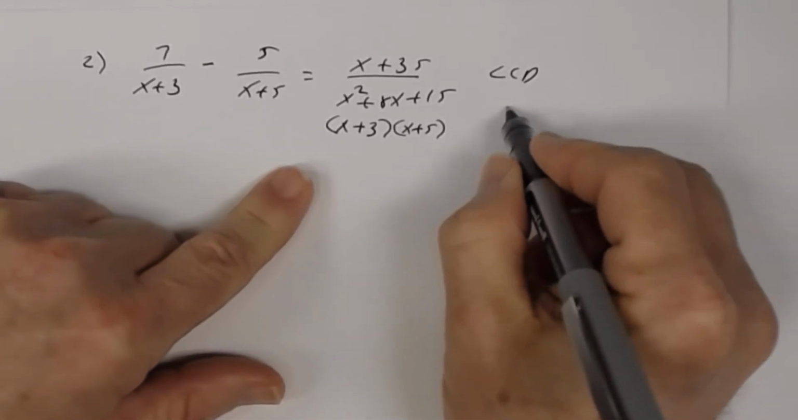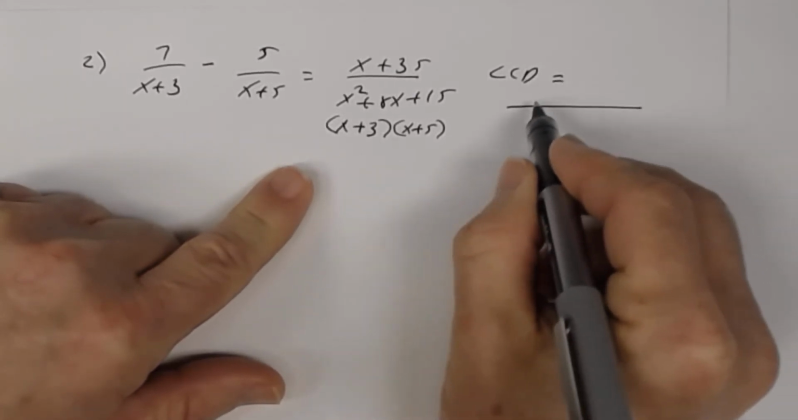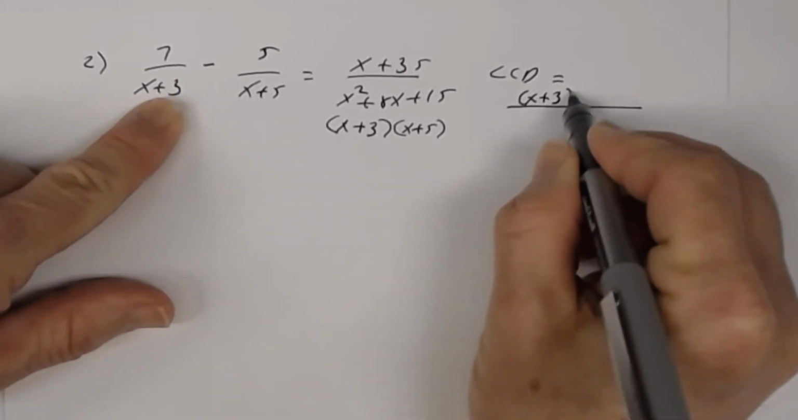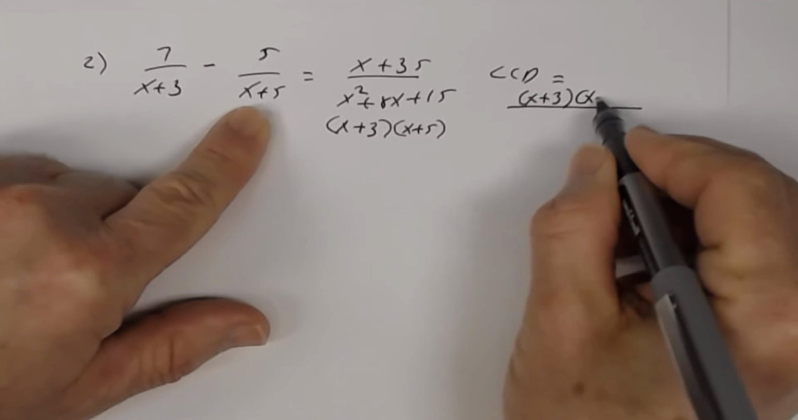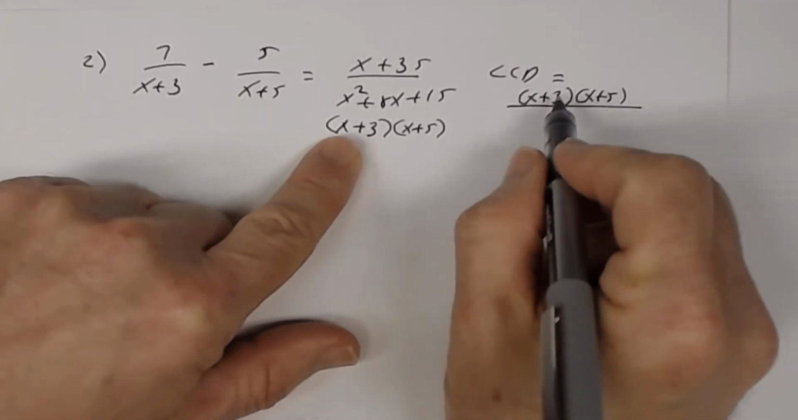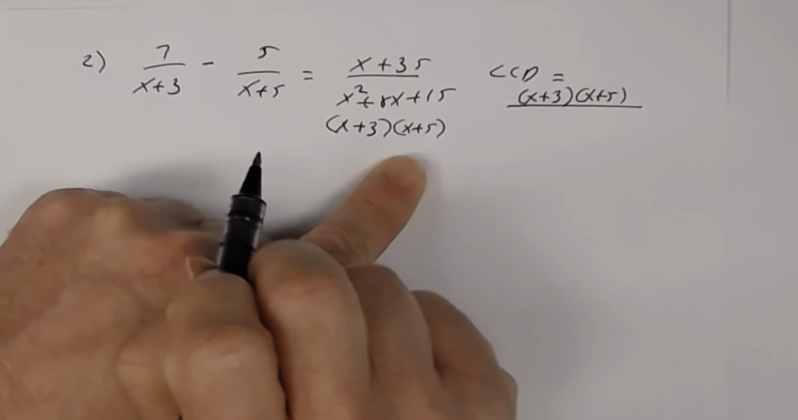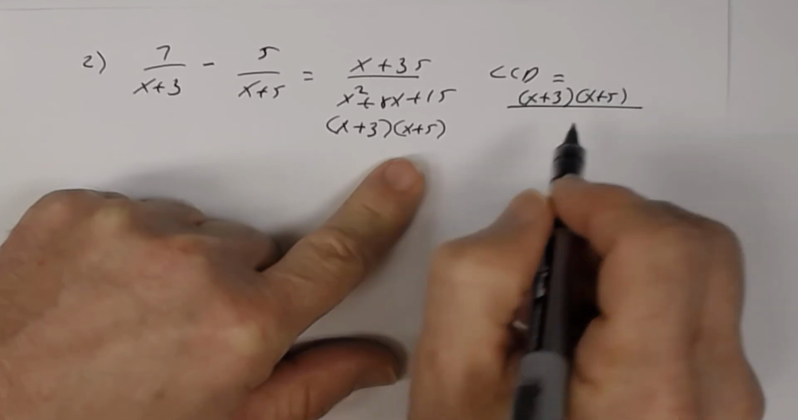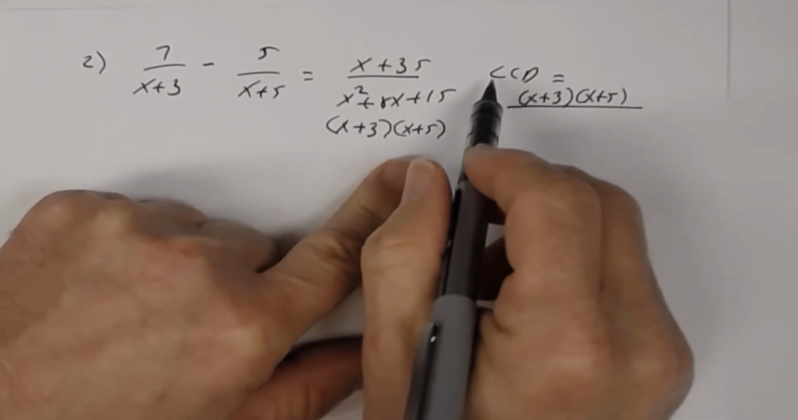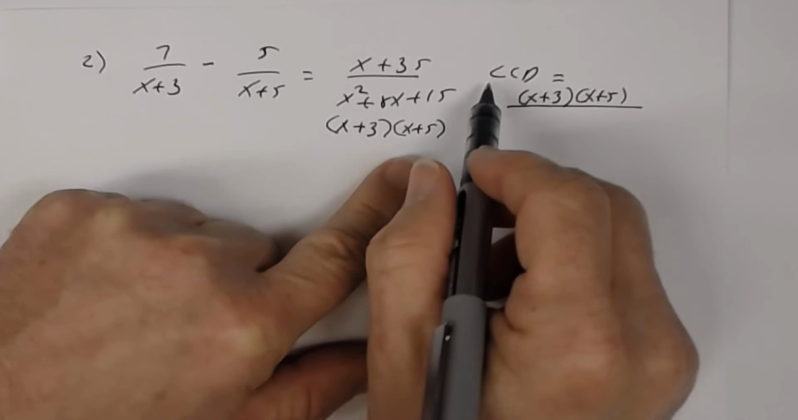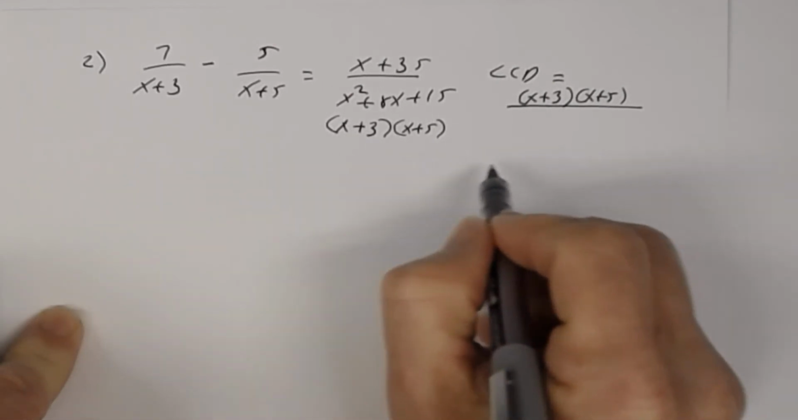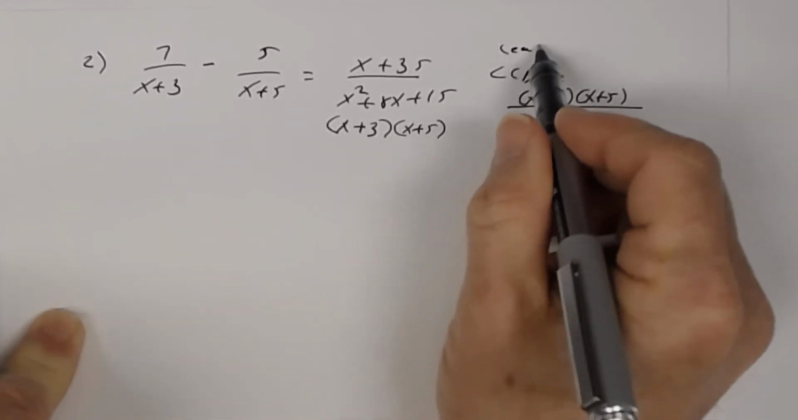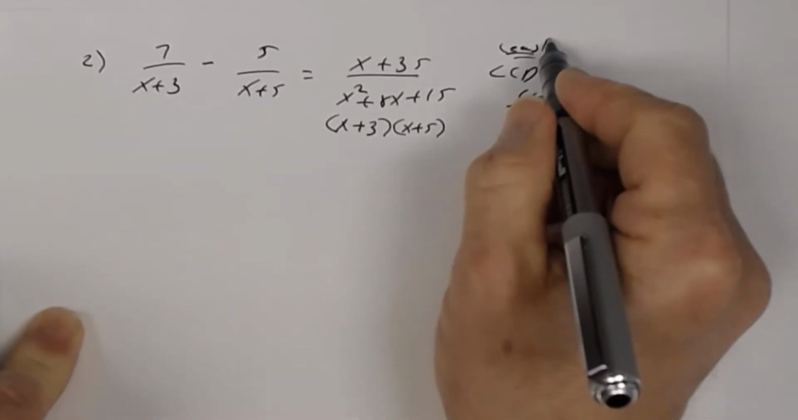So remember now, your LCD must include every factor that you see. I see an x plus 3, I have to use it. I see an x plus 5, I have to use it. I see an x plus 3, I already have it. I see an x plus 5, I already have it. So don't add it again. Don't put two factors of x plus 3. Don't put two factors of x plus 5 because it's no longer the least. It is a common, but it's no longer the least, and it's going to make this extremely difficult for you if you don't use the least. Use the least common denominator, the least.